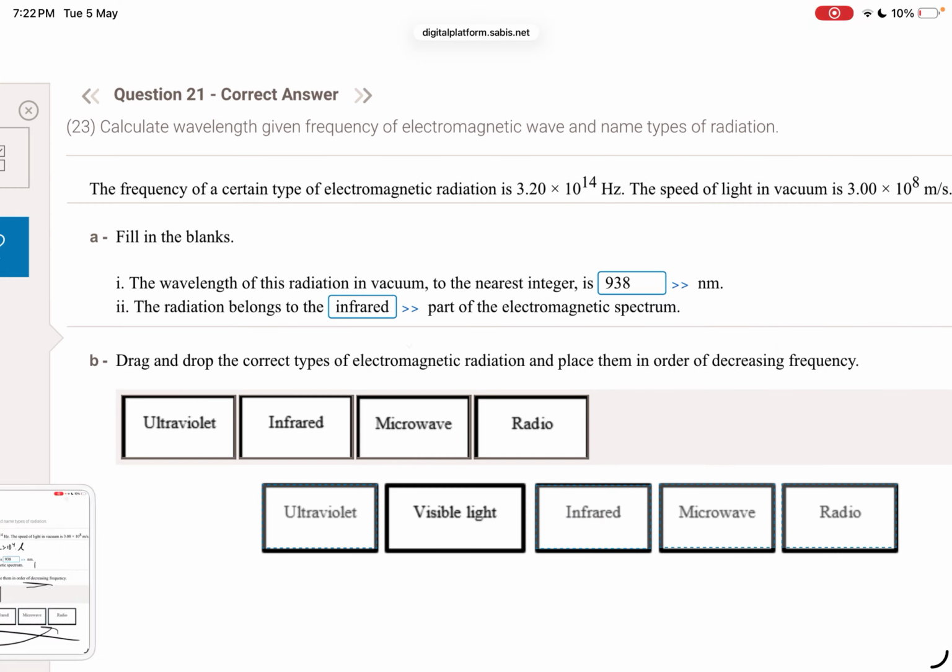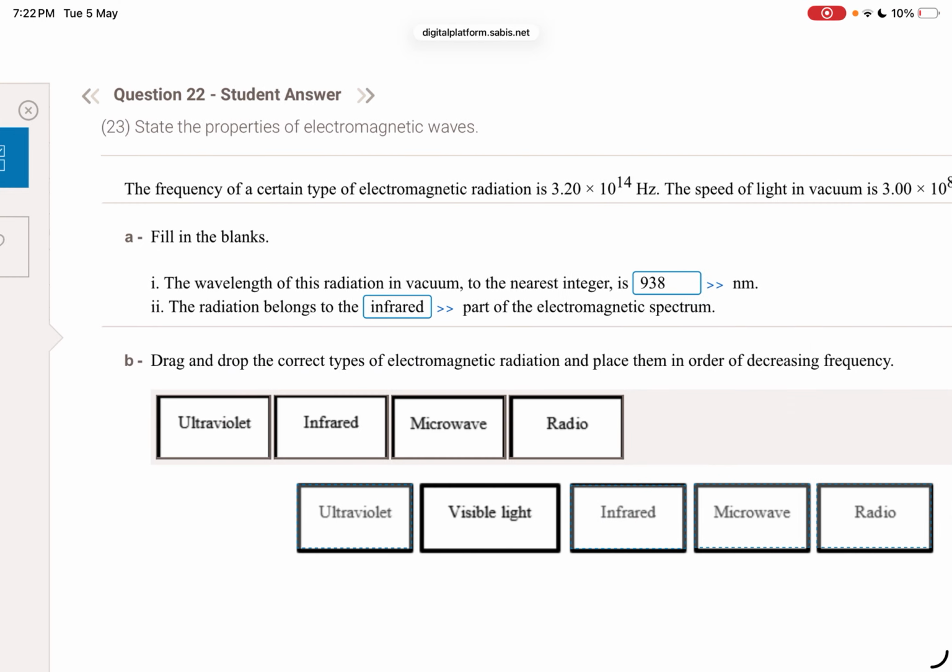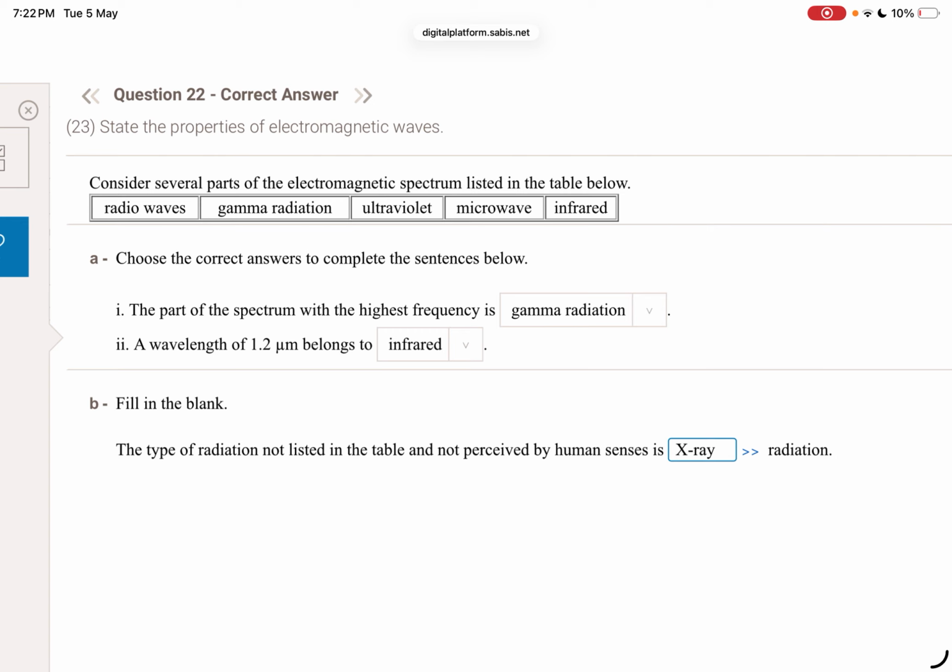Okay, question number 22. Here it's memorization. They said choose the correct answer. The part of this spectrum with the highest frequency is the gamma radiation. You have to memorize this. The gamma radiation is the highest, and the wavelength of 1.2 belongs to an infrared. And the type of radiation not listed in the table and not perceived by human senses is X-ray, because X-ray radiation is not perceived by humans, like machines and stuff.